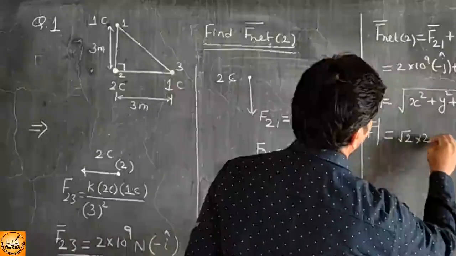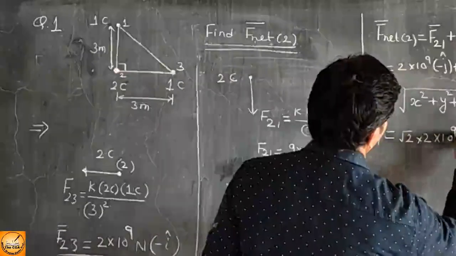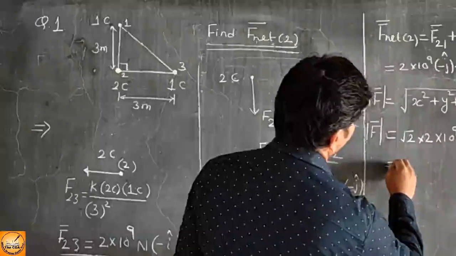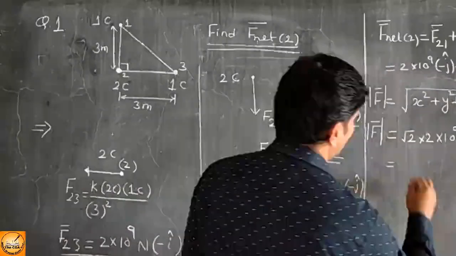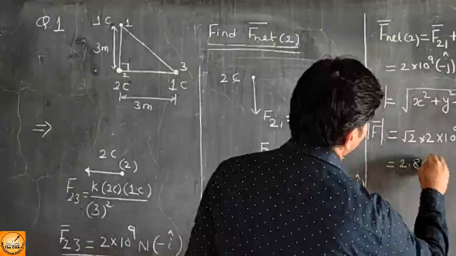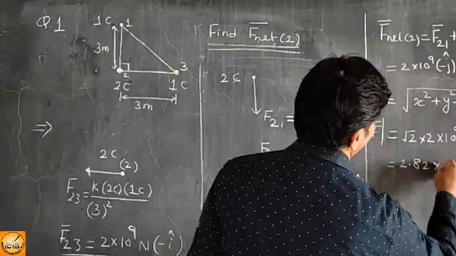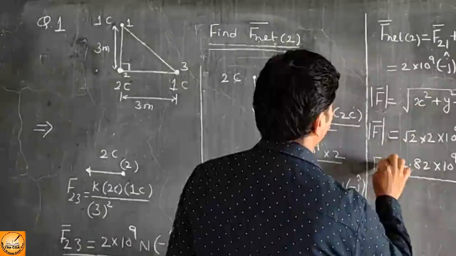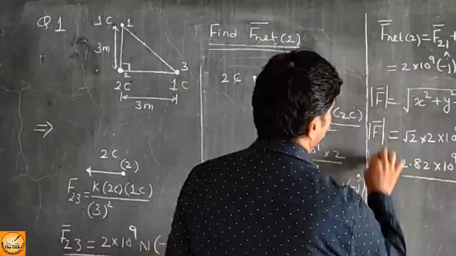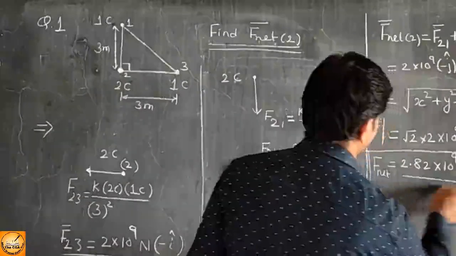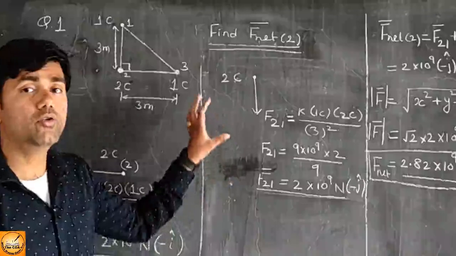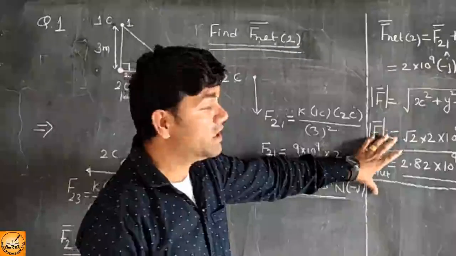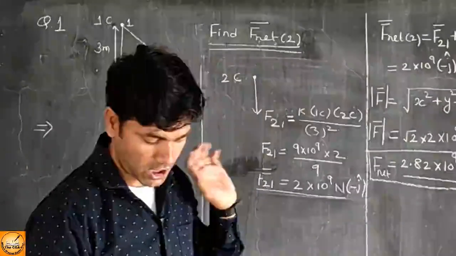Root 2 into 2 into 10 to the power 9 Newton. So root 2 we can put 1.41, and 1.41 into 2 will be equal to 2.82 approximately, into 10 to the power 9 Newton. So this will be the net force which is going to act on the charge, and this is our final answer, right? So we have used Coulomb's law as well as the superposition theorem to get the net force which is acting on the charge.